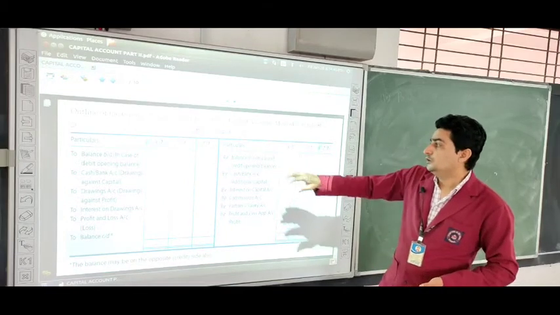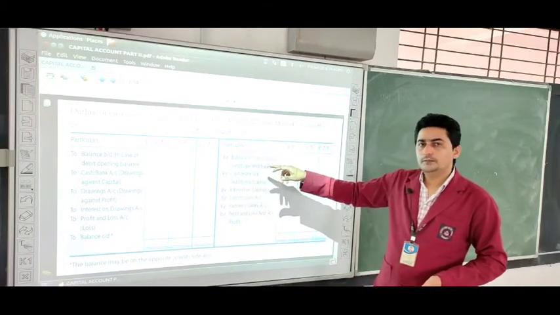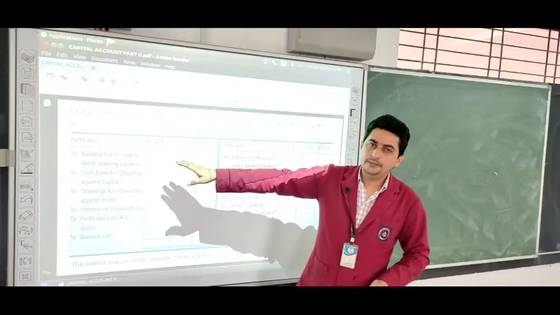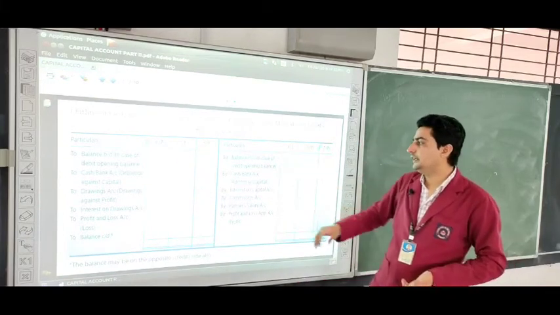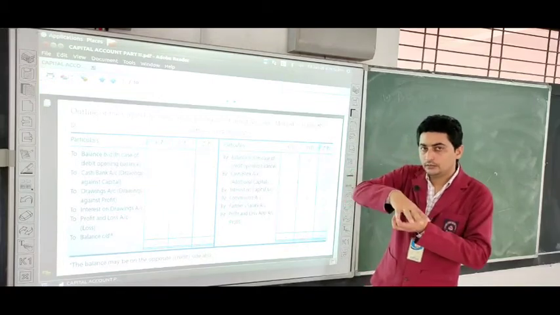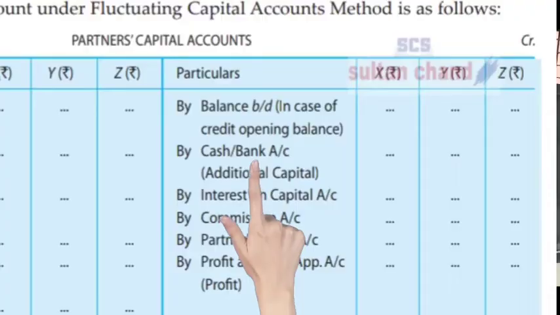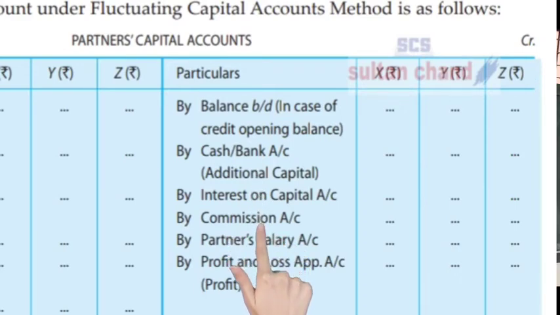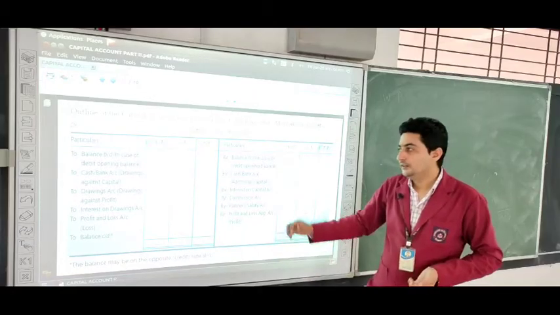Okay students, so we'll start our question by balance BD, whether it is of credit side or debit side. This is our opening capital. Then if additional capital is brought in, see we are combining both the accounts. If additional capital is brought in, we will credit it. Interest on capital, partner's commission, partner's salary, profit from profit loss appropriation account, all the things are credited.